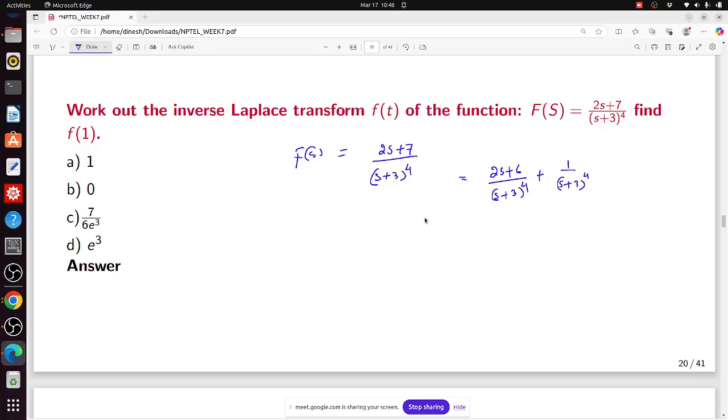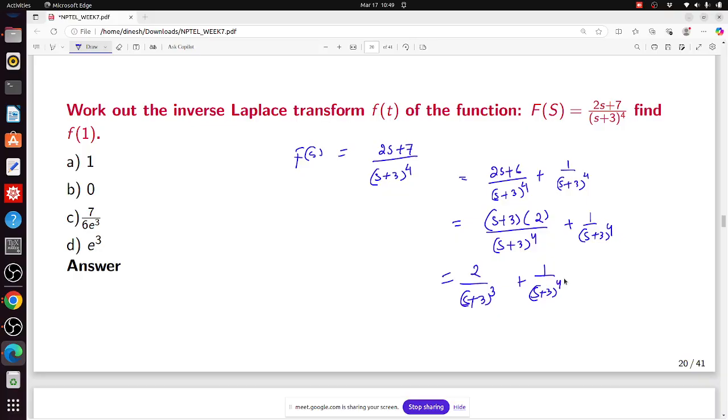So here, if you take common s plus 3, the remaining part will be 2 by (s plus 3) to the power 4 plus 1 by (s plus 3) to the power 4. So one s plus 3 cancels out, and the remaining is 2 by (s plus 3) to the power 3 plus 1 by (s plus 3) to the power 4.